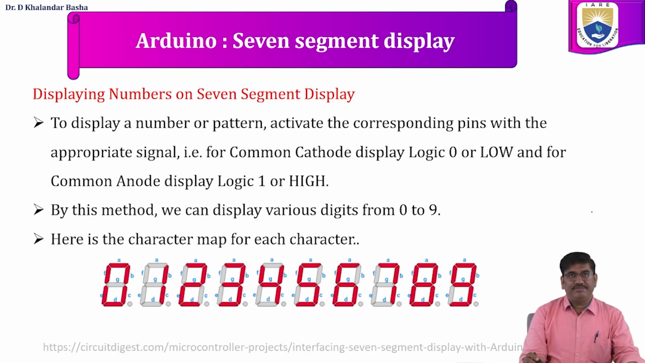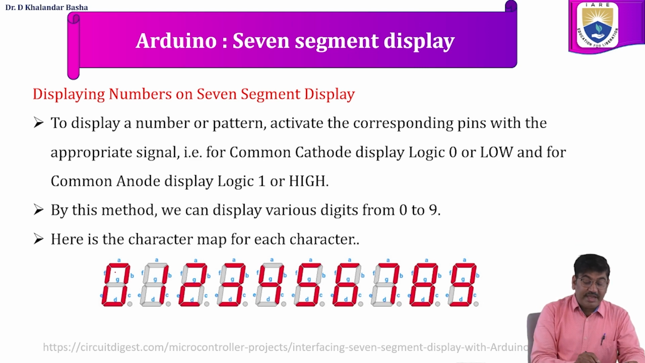So now for displaying the numbers in the 7 segment display varying from 0 to 9. To display a number or pattern, activate the corresponding pins with the appropriate signal, depending upon whether it is common cathode type or common anode type. If it is common cathode type, we have to pass logic 0, that is an active low signal. Or if it is a common anode display, we have to pass logic 1 or logic high. So by this method, we can display the various digits from 0 to 9.